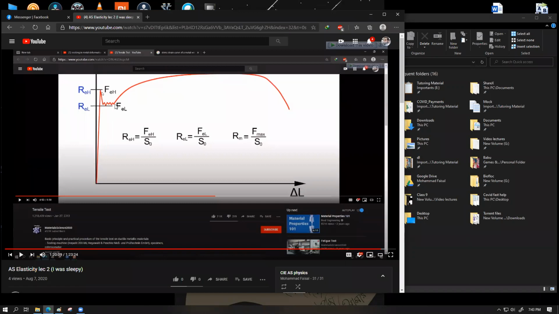Okay, here is the deal. Whenever the resistive force decreases, what happens to the applied force?